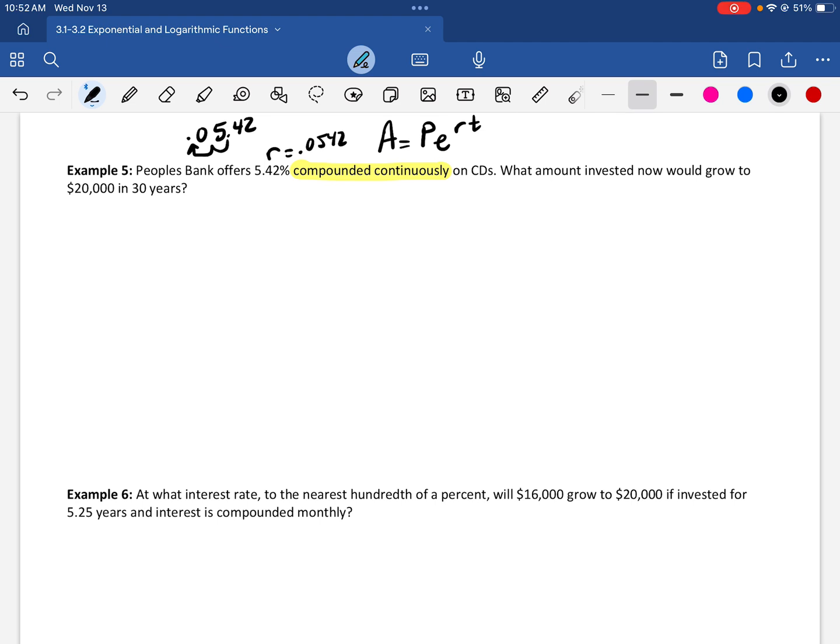What amount is invested now would grow to, so we want to end with $20,000, so that's our A. And of course, 30 is our T. That's how long we are investing that money. So when they're asking us what amount is invested, they're asking us for P, the principal. What money did we put into this account to get $20,000 in 30 years? So let's see, 20,000 in for A. We don't know P, that's what we're trying to find. E raised to the 0.0542 times 30.